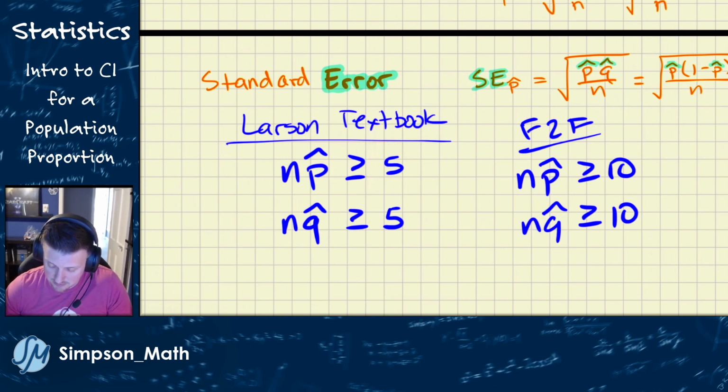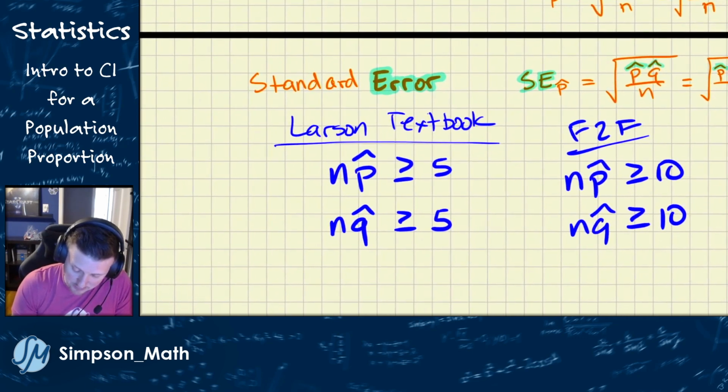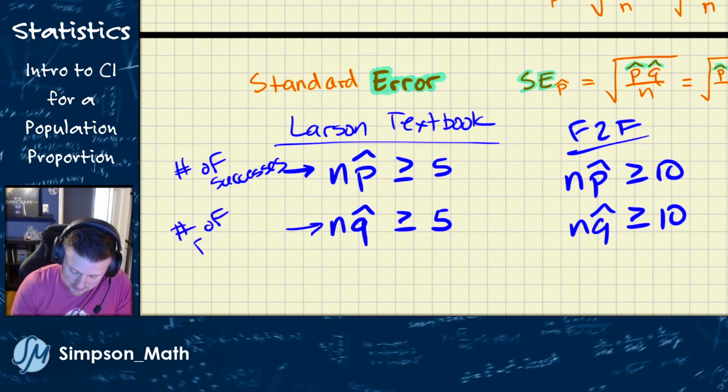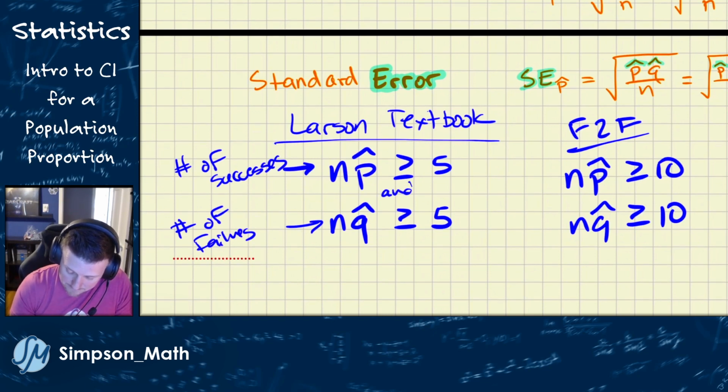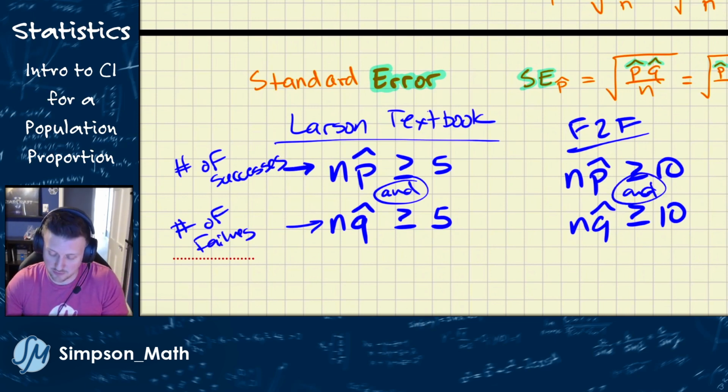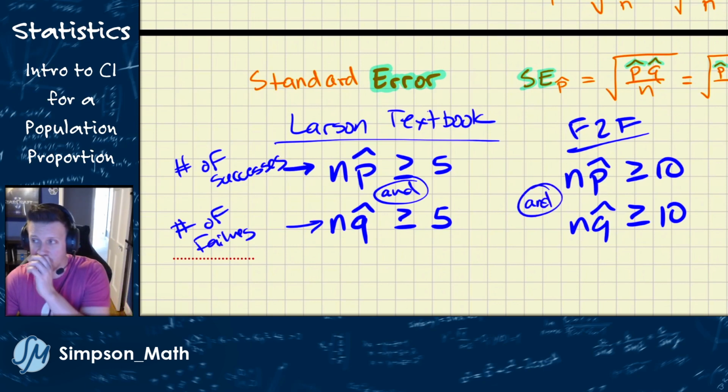So let's take a look at the logic behind this. Oh, real fast, one more thing. Remember, this np hat, we talked about that a second ago, is my number of successes. And this nq hat is my number of failures. And this is an "and" situation. Both of these have to be true in order for me to be able to use the normal distribution to talk about this.